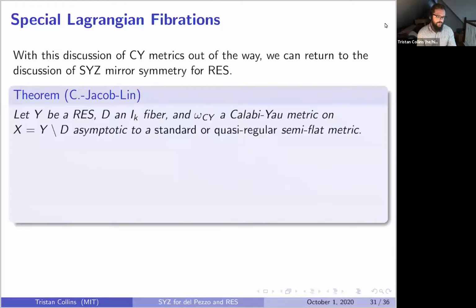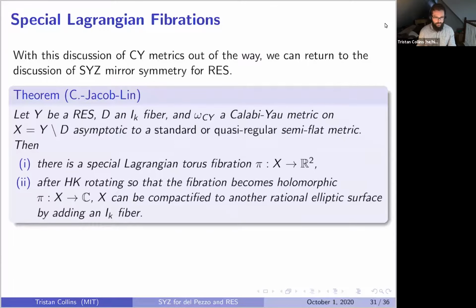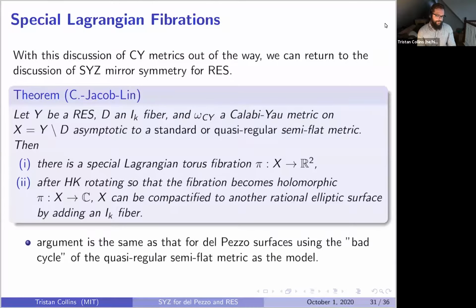So this machine that I discussed at the beginning of the talk runs in exactly the same way. If you have a rational elliptic surface with an I_k fiber and a Calabi-Yau metric asymptotic to a standard or quasi-regular semi-flat metric, then there's a special Lagrangian fibration with base R^2. And after hyperkähler rotating, it can again be compactified to another rational elliptic surface with an I_k fiber. So essentially the same machine applies. You have this model geometry and everything is robust enough to carry over from the Del Pezzo setting to the rational elliptic surface setting.